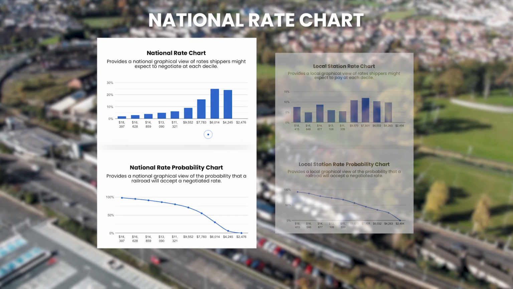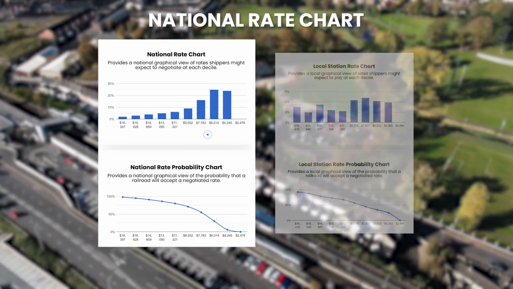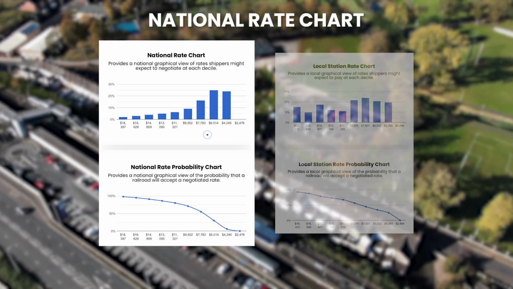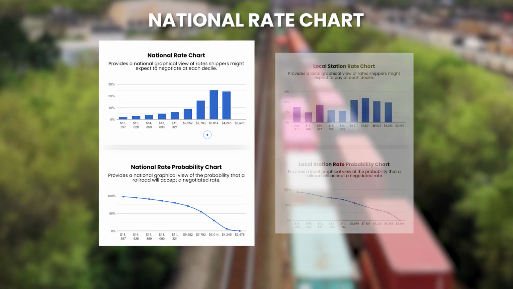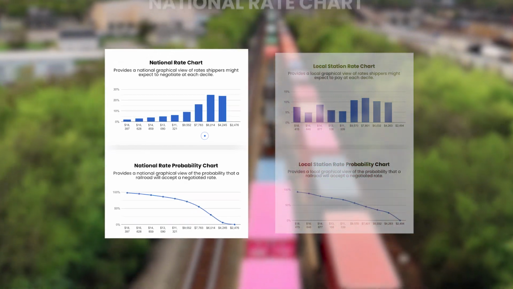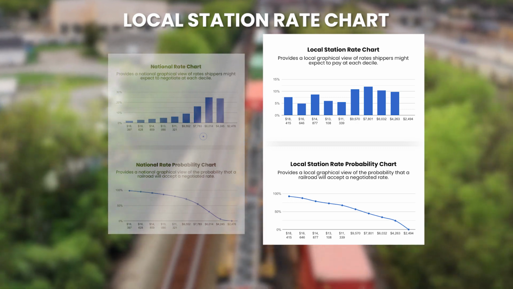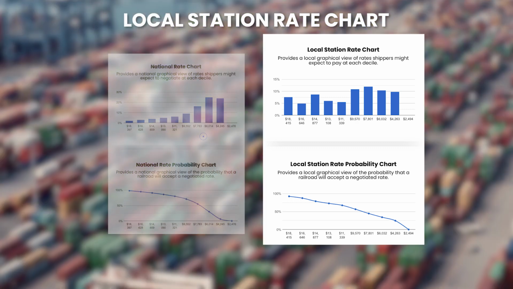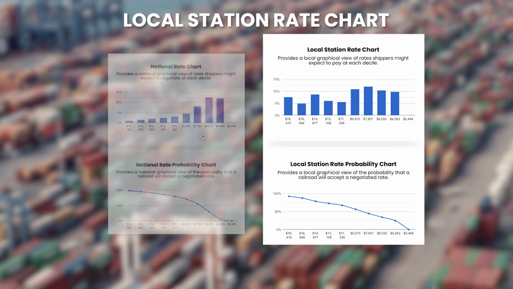The national rate charts provide a nationwide view of the marketplace for shipping your commodity in its natural equipment and will generally be a normal distribution curve. On the other hand, the local station charts provide a local view of the marketplace for shipping your commodity based on local factors like demand, competition, backhauls, etc.